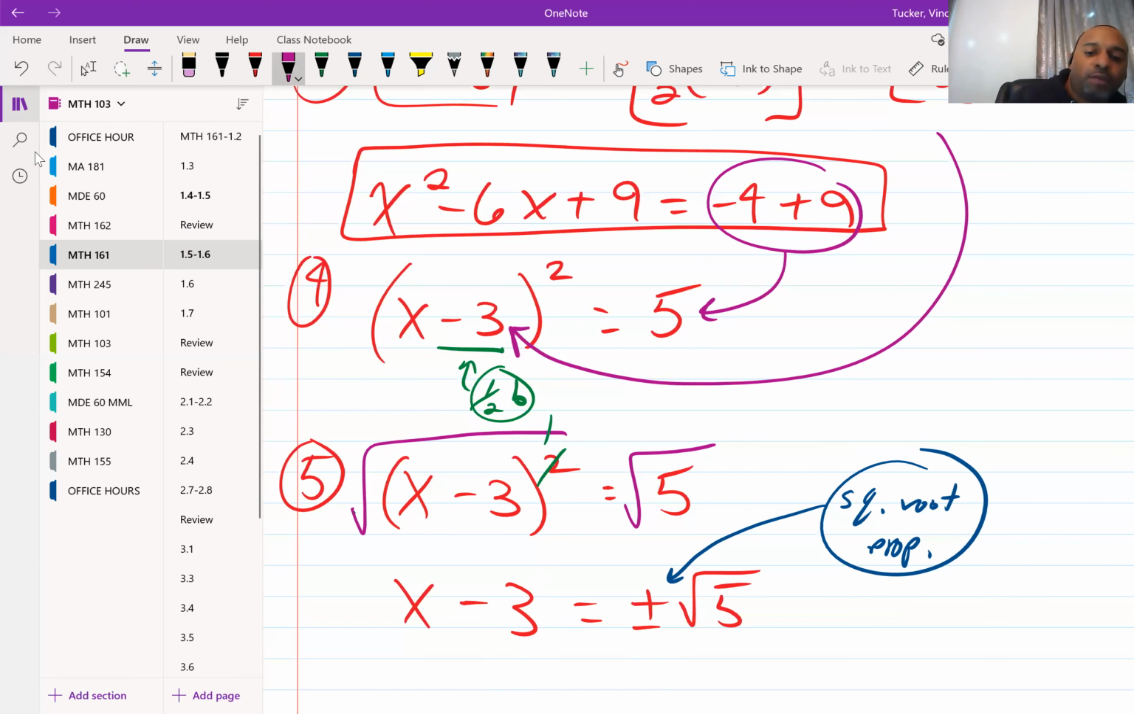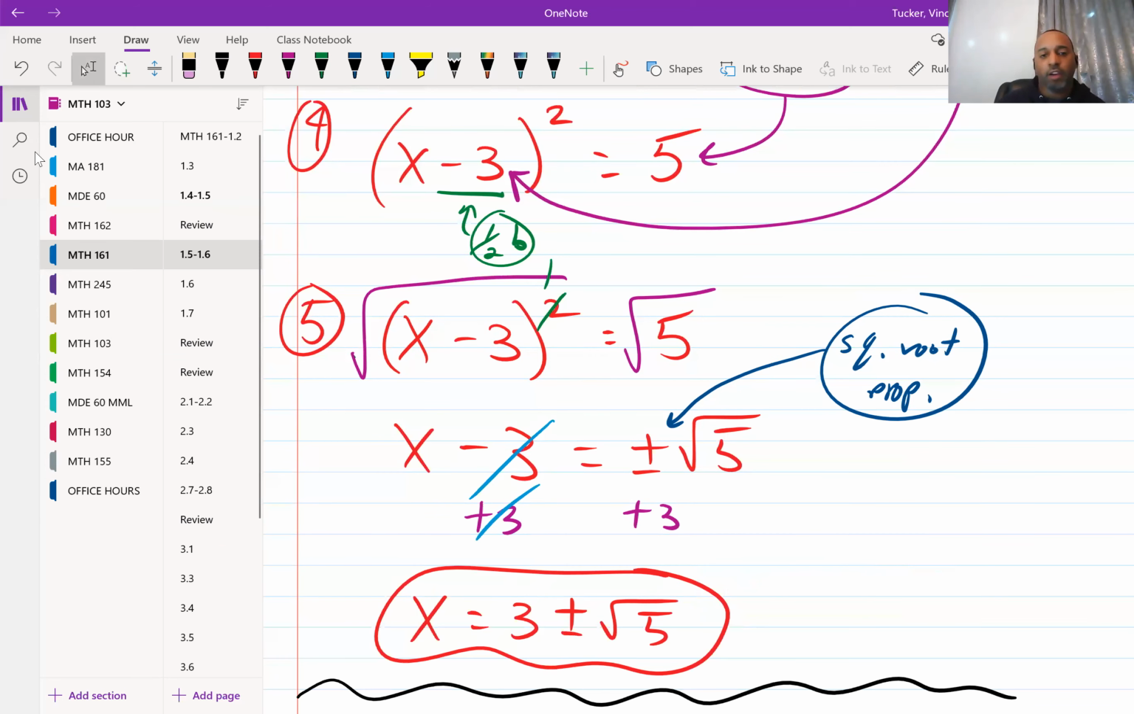All right, now to finish it off, we can add 3 to both sides. The 3's cancel. And then here I have 3 plus or minus square root of 5. And that would be your answer.